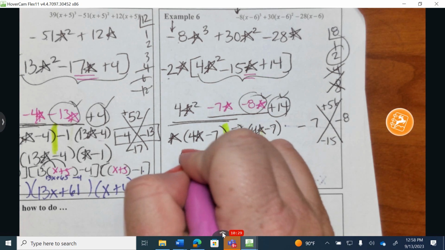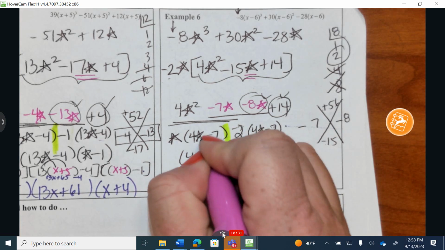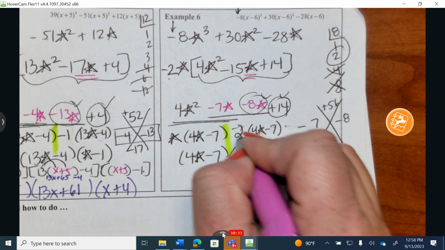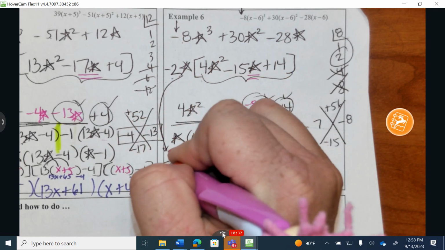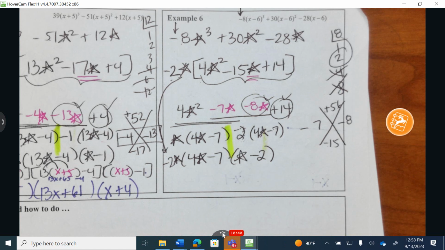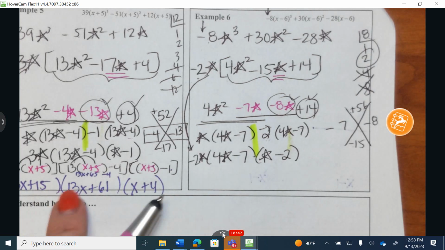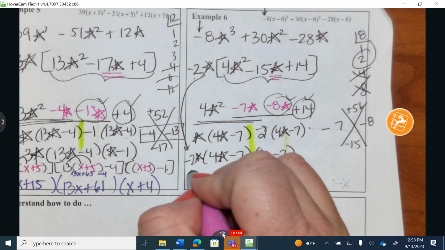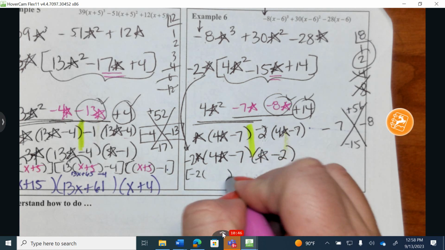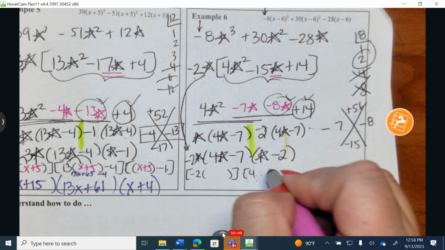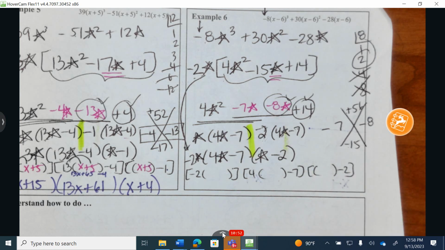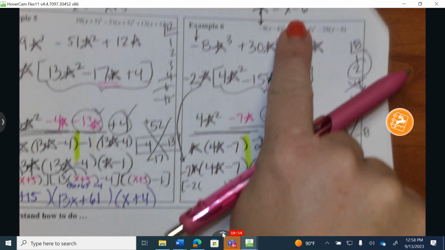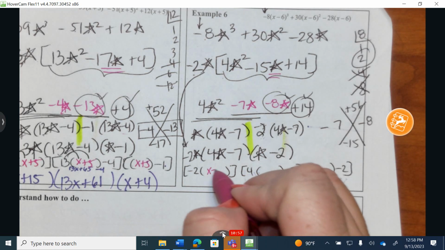They both have the quantity 4 star minus 7. In front of the first is a star, and the back is a minus 2. Bring down negative 2 star. And now I'm going to do just like I did over here. I'm going to go back and replace the stars with what that quantity actually is. Okay, that quantity is x minus 6.